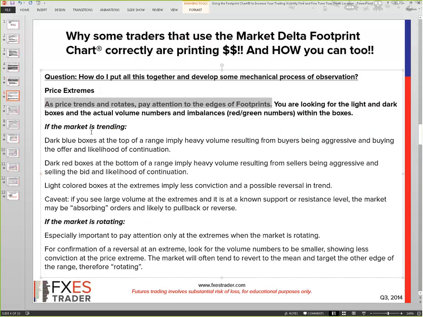All that matters is that if we're in a trending market or in a rotational one, where you're just ping-ponging between a high and a low in some sort of balance area, pay attention to the edges, okay? If you're looking for light and dark boxes in the actual volume numbers, pay attention to the colors. Is it strong green for buying? Is it stronger, darker red for selling?